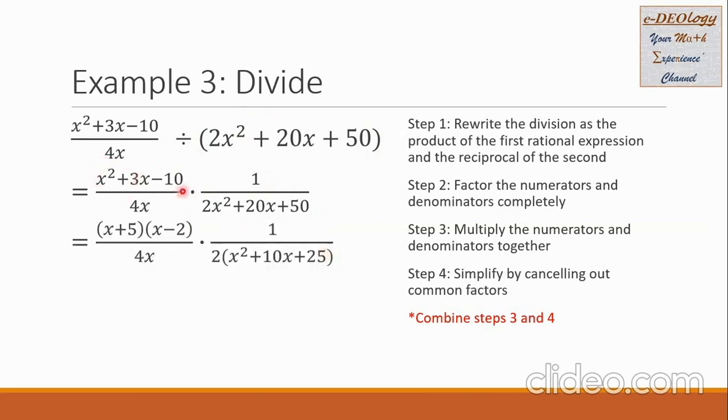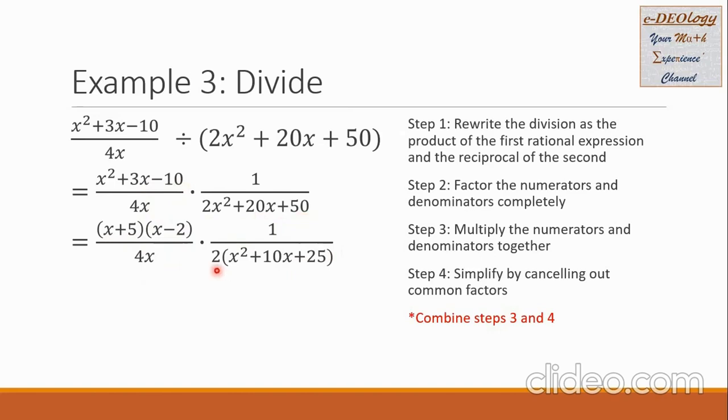The numerator x squared plus 3x minus 10 becomes the product of x plus 5 times x minus 2. And then I will just copy the 4x down here. In the second rational expression, the number 1 is there in the numerator all over the trinomial here. There is a greatest common factor of 2.